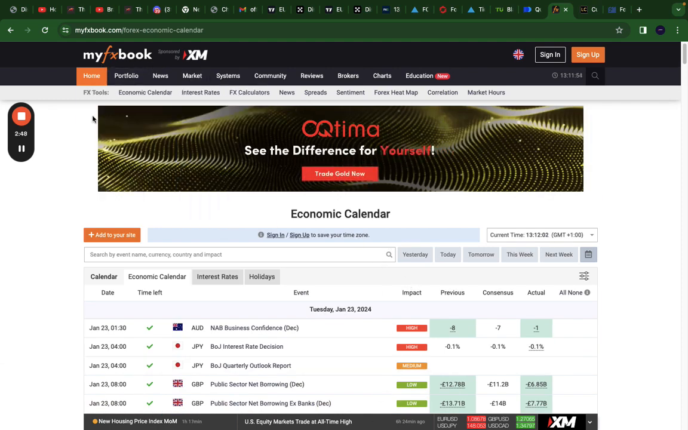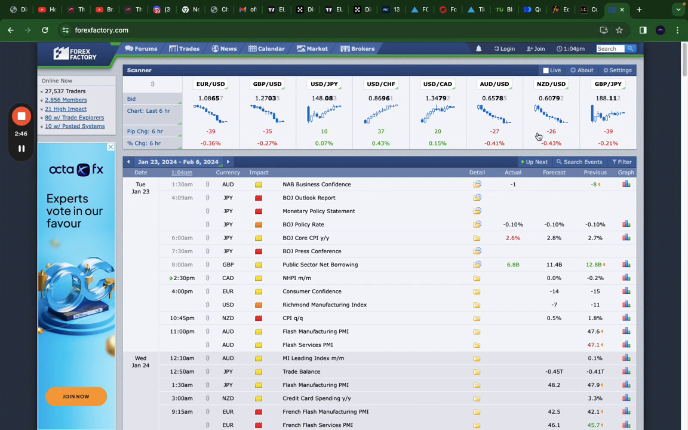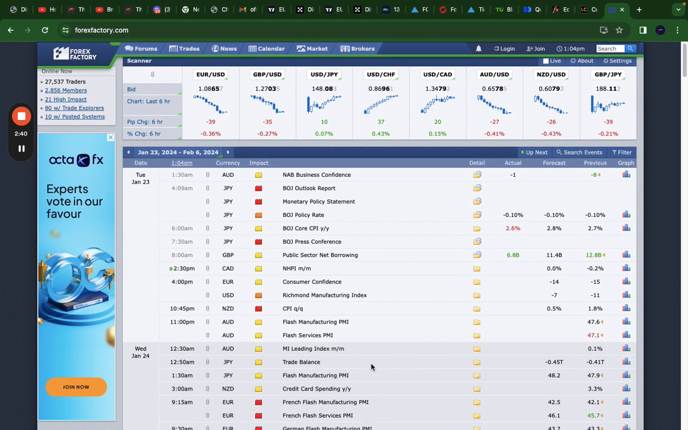So let me quickly take you to another one. We have Forex Factory. Whoa, this is a very interesting one. Forex Factory works with folders. Look at the currency pair here. Look at the dates. Look at the time of the news, the time at which the news will be taking effect.